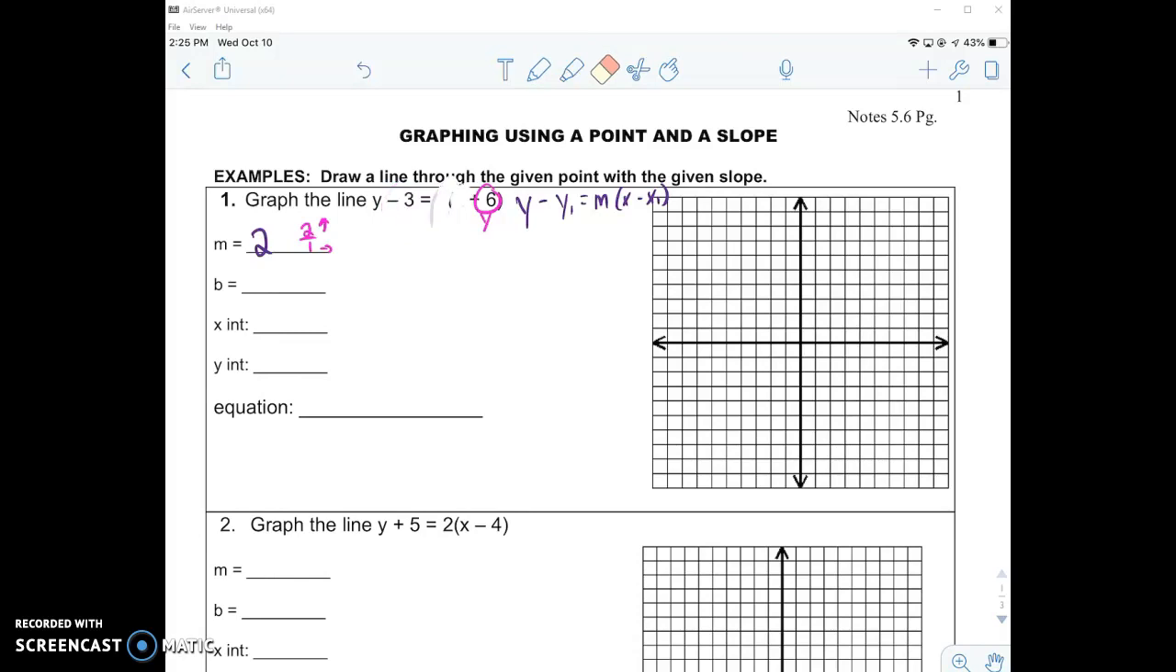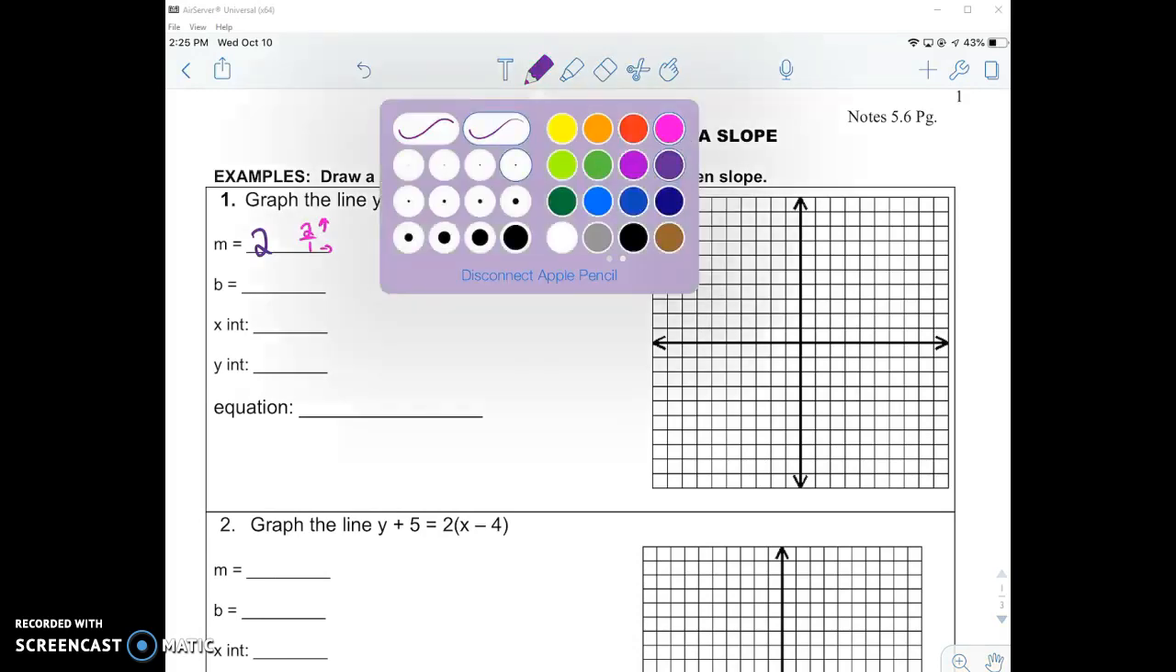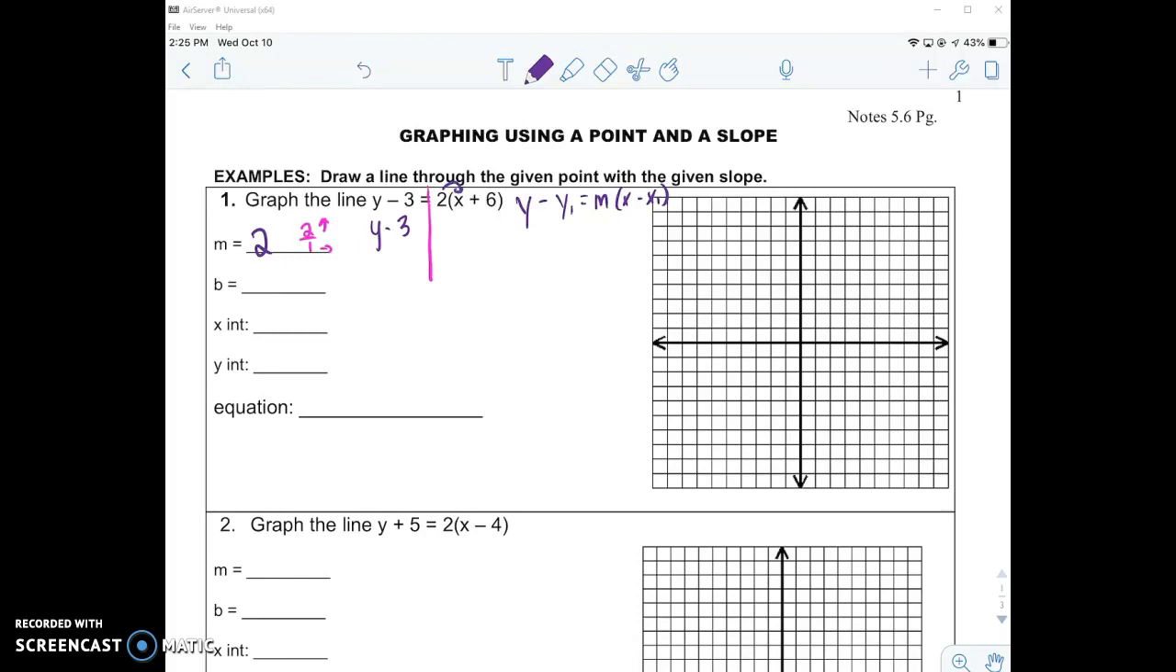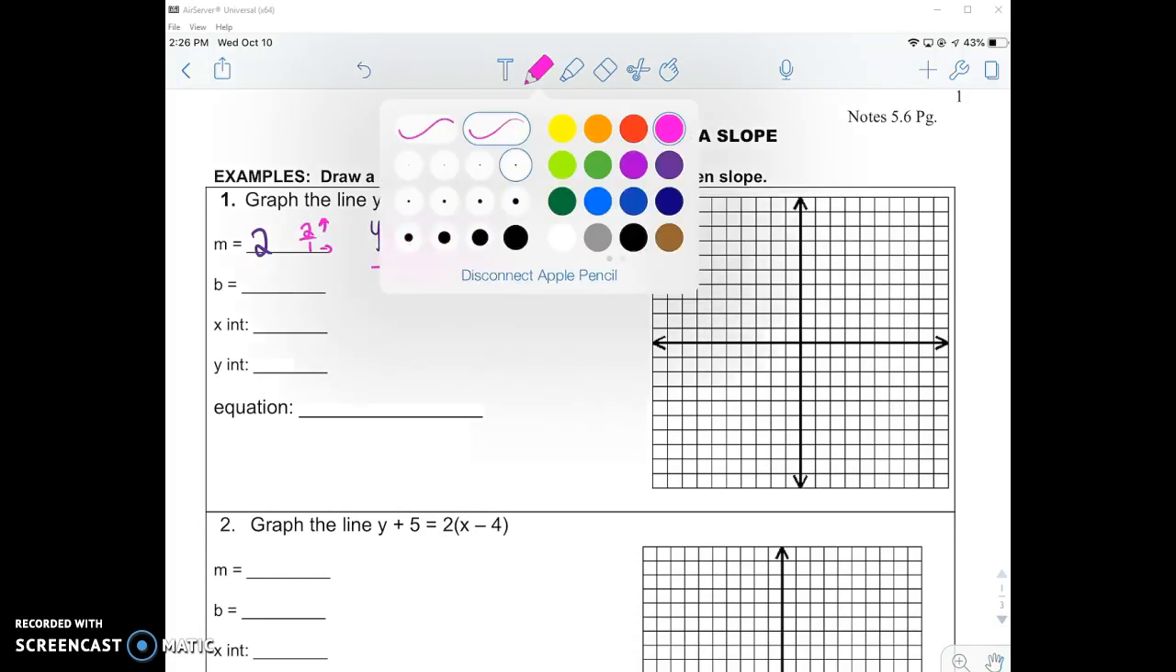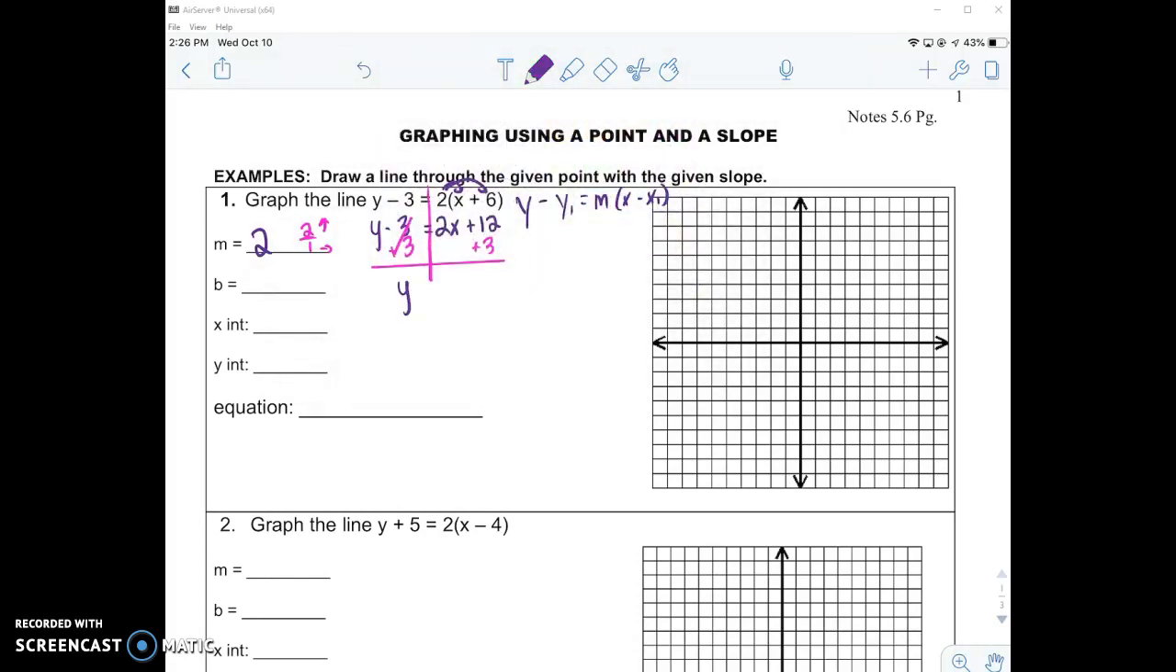However, I can also solve this equation to get it into y equals mx plus b. I'm going to start by distributing my slope. 2 times x is 2x. 2 times 6 is 12. I'm isolating my y, so I add 3 to both sides, lining it up with its like terms. My new equation is the line y equals 2x plus 15. My b value here is 15, because this is y equals mx plus b.